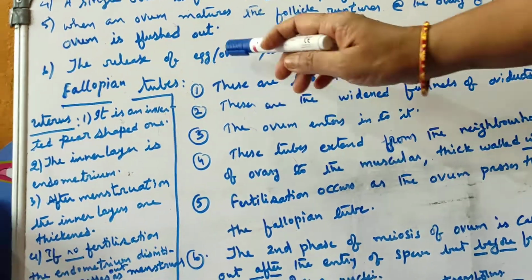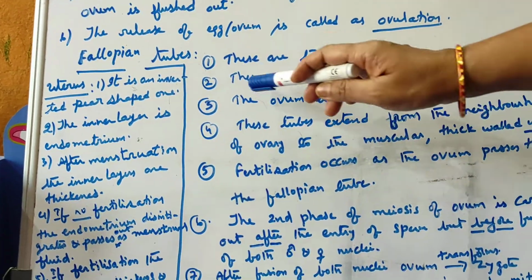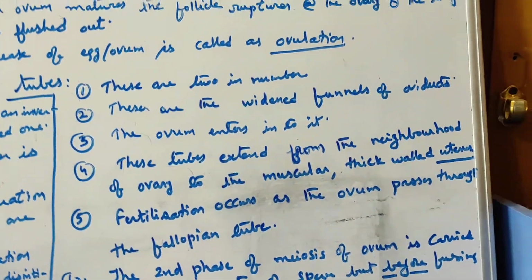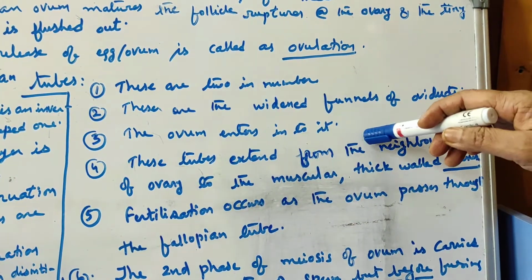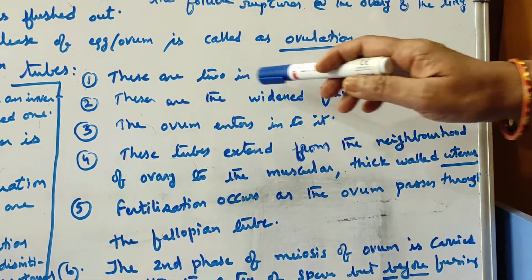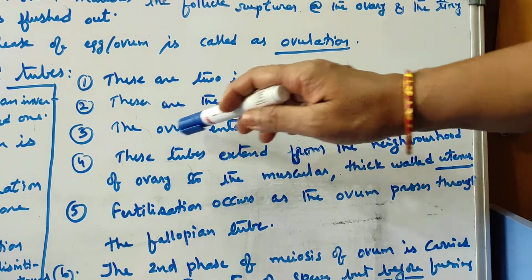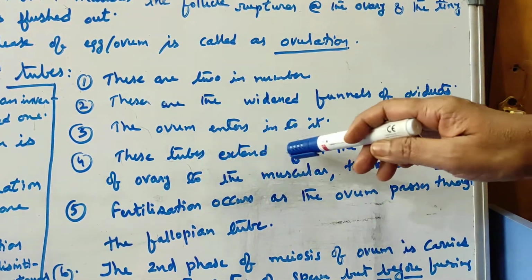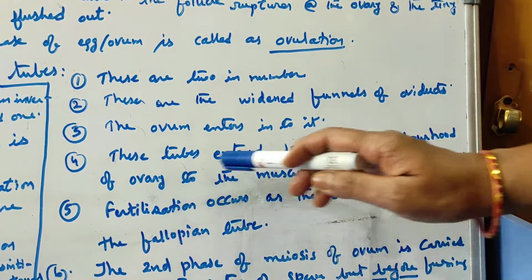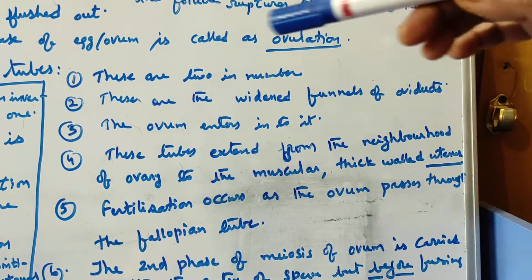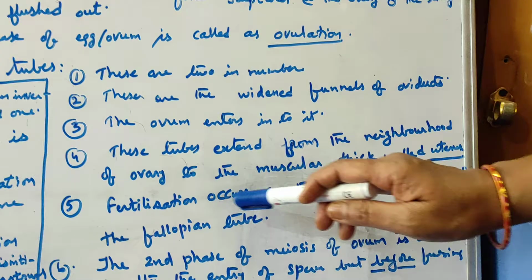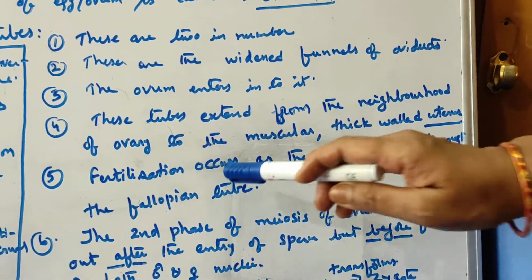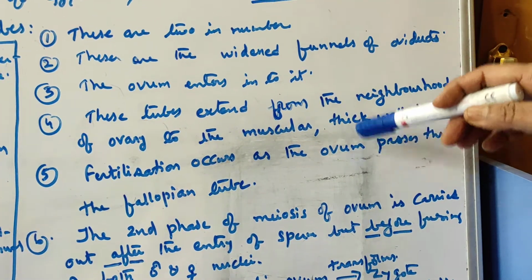Then the fallopian tubes. These are two in number, and we already saw them in the diagram. These are the widened funnels of the oviducts. The ovum enters into them. These tubes extend from the neighborhood of the ovary to the muscular, thick-walled uterus. Fertilization occurs as the ovum passes through the fallopian tube. So fertilization occurs only in the fallopian tube. Remember this.